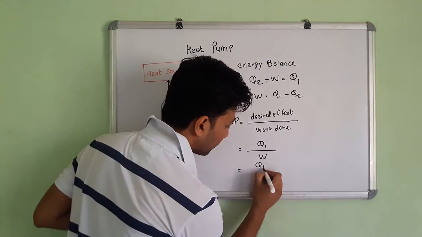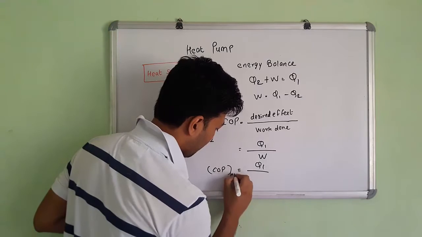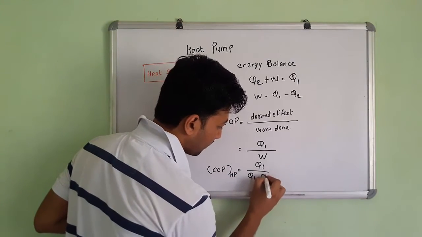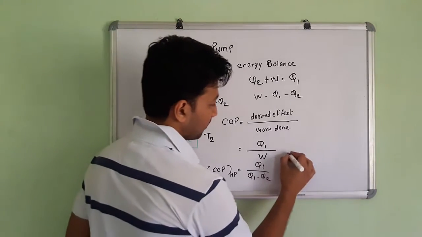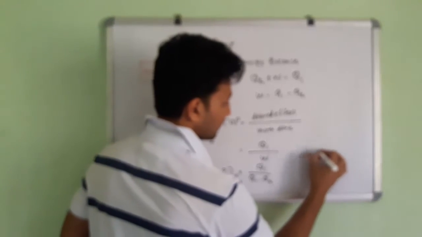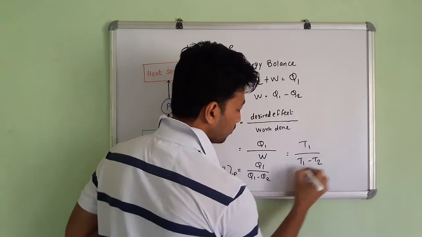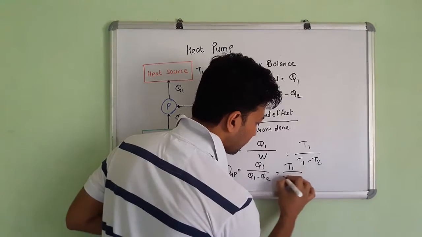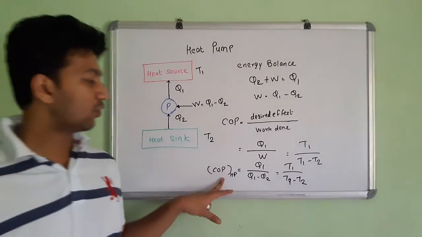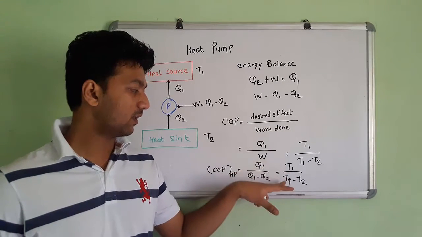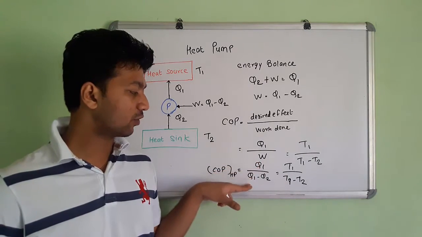So our COP formula for the heat pump is Q1 upon Q1 minus Q2, and in terms of temperature, here will be T1 and the W will be T1 minus T2. So in terms of temperature, T1 upon T1 minus T2. Remember that COP for the heat pump will be T1 upon T1 minus T2, or in terms of the heat, Q1 upon Q1 minus Q2.